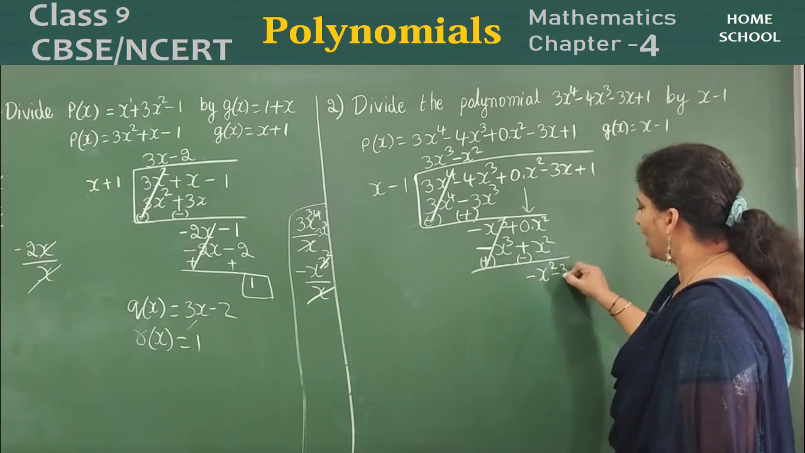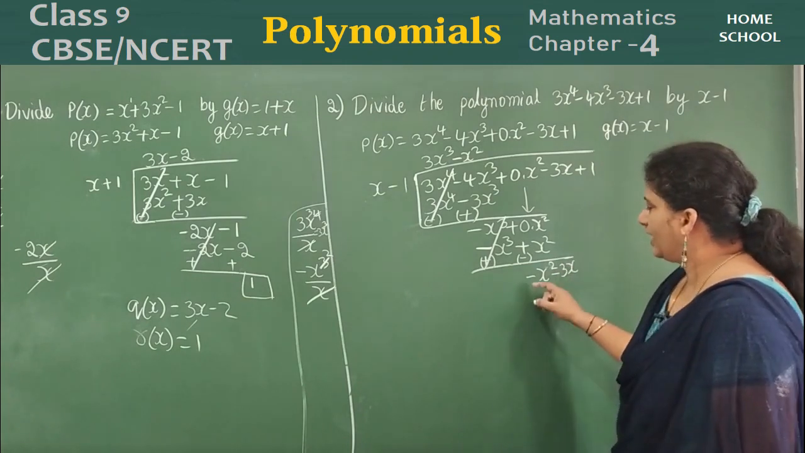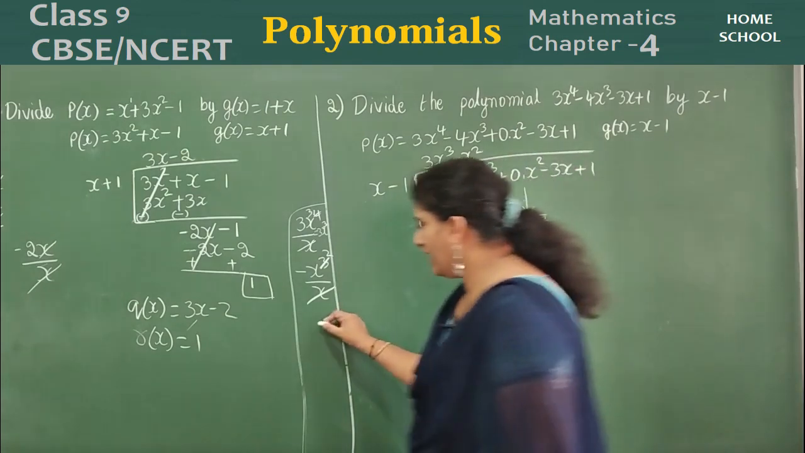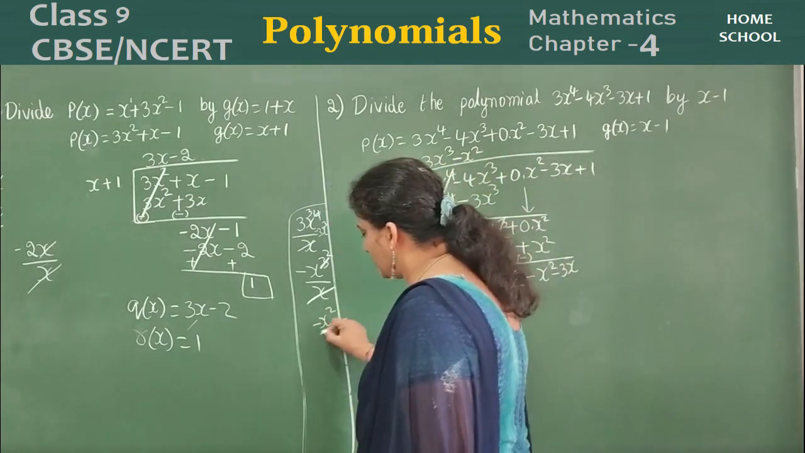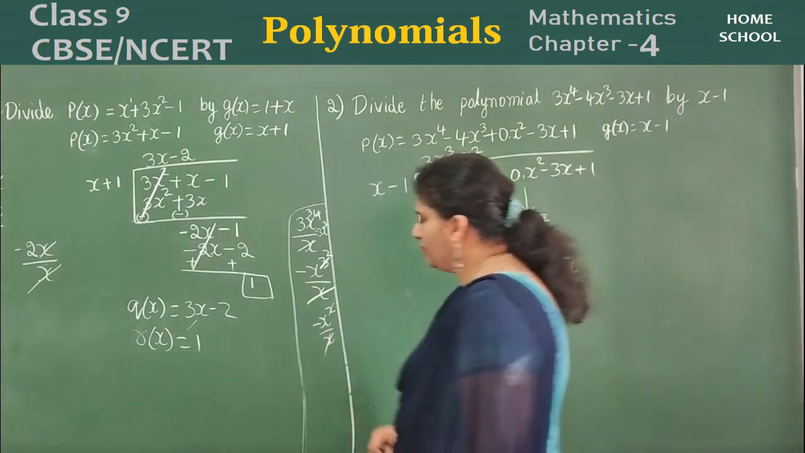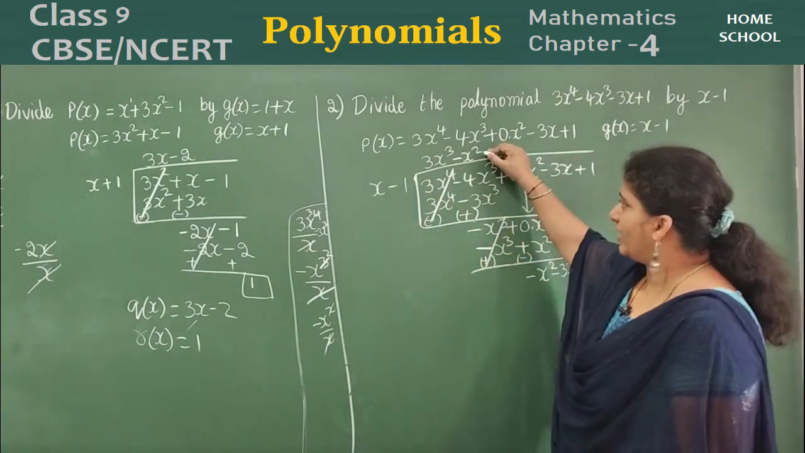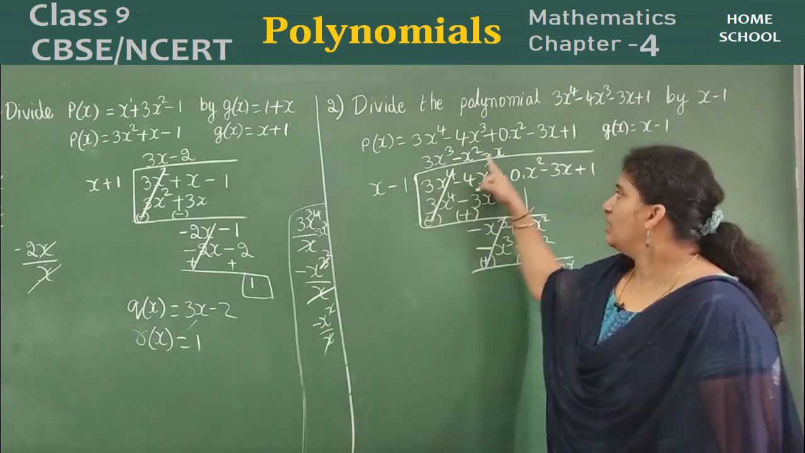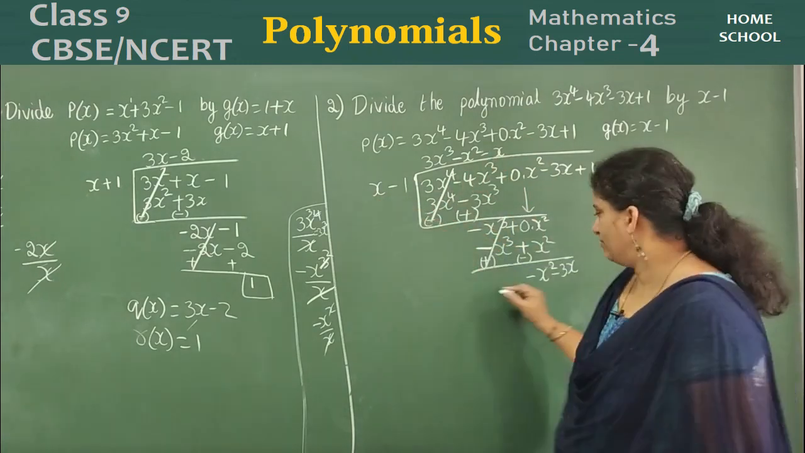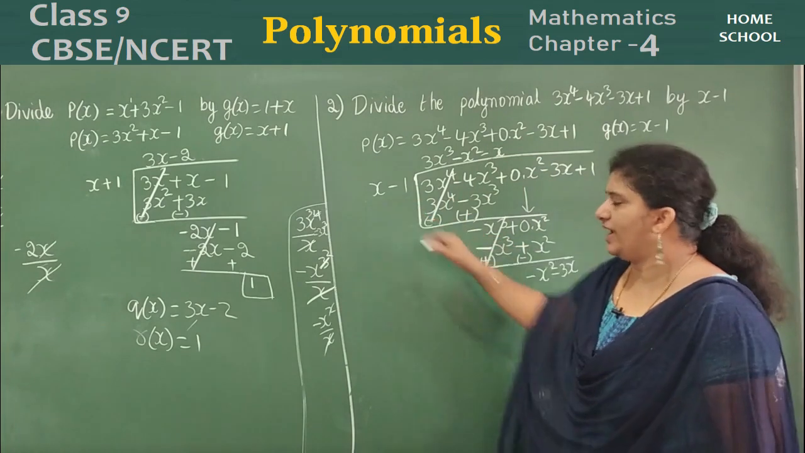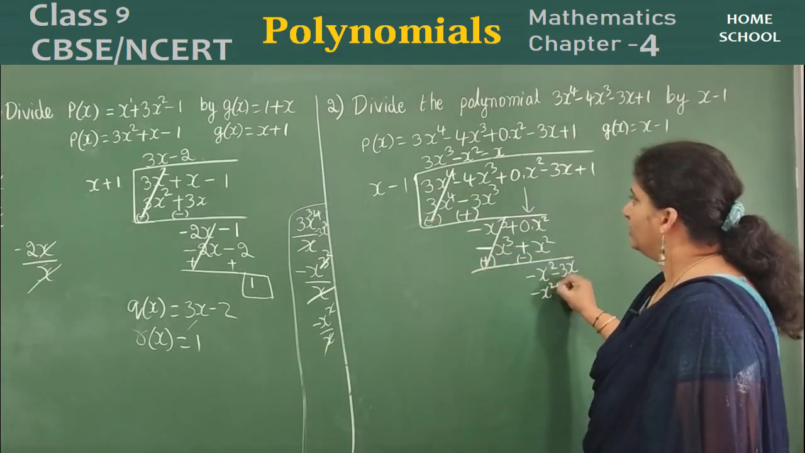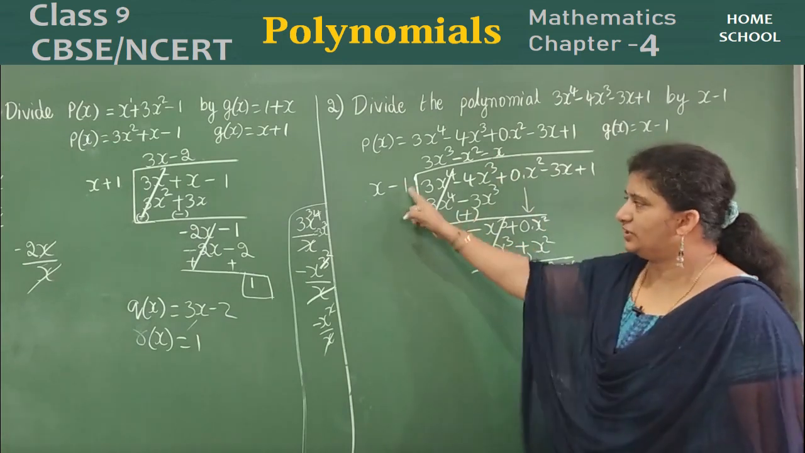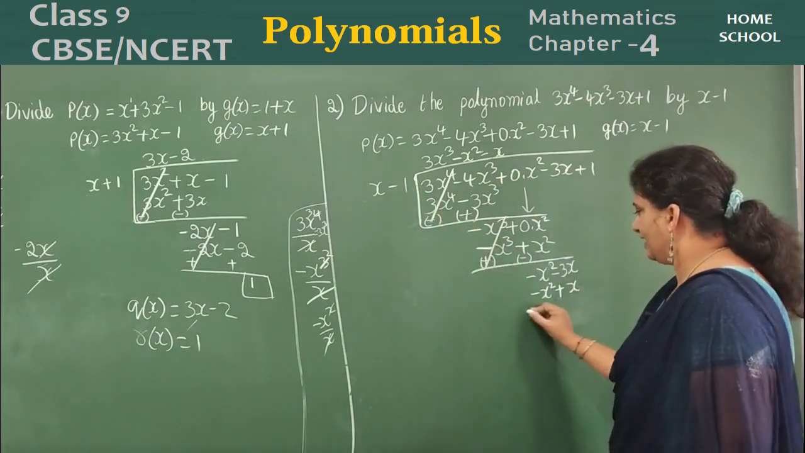Drag one term down. Then again, first term, what do you have? Minus x square by x. Minus x square by x will be minus x. That minus x, write it here. Now again multiply this. Minus into plus, minus. X into x, x square. Minus into minus, plus. X into 1, it will be x.